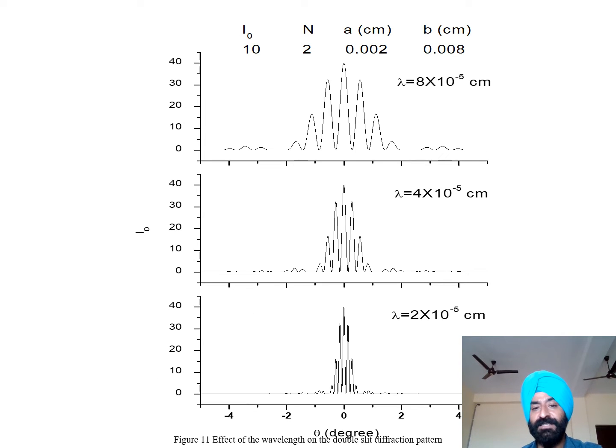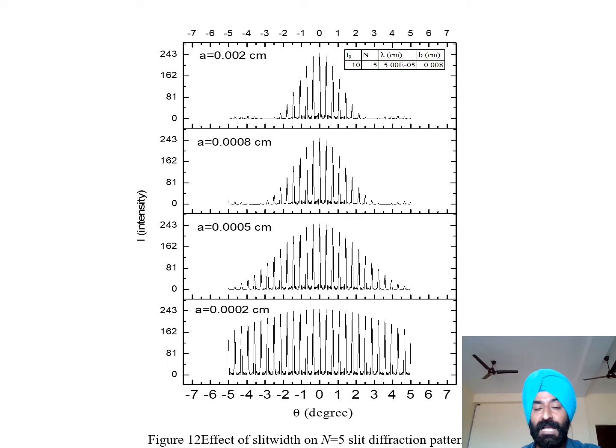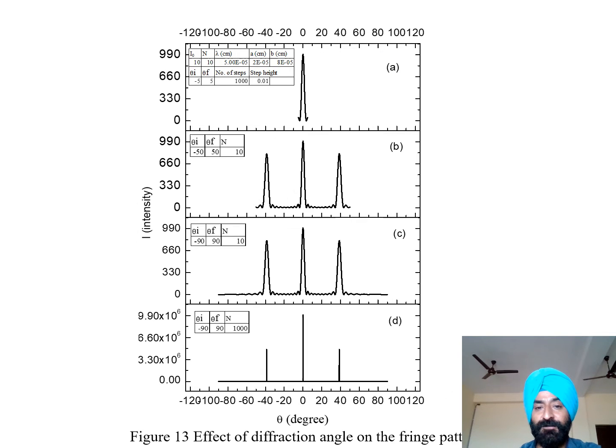Now in this we check the effect of wavelength on the double slit diffraction pattern. Let us take for example, you can compare, this is the diffraction pattern for the red color and this is the diffraction pattern for the blue color. So wavelength squeezes the diffraction pattern. Then this is for the variation in the slit width, if you start decreasing the slit width, the broadness in the diffraction pattern goes on increasing. This is for n is equal to 5.